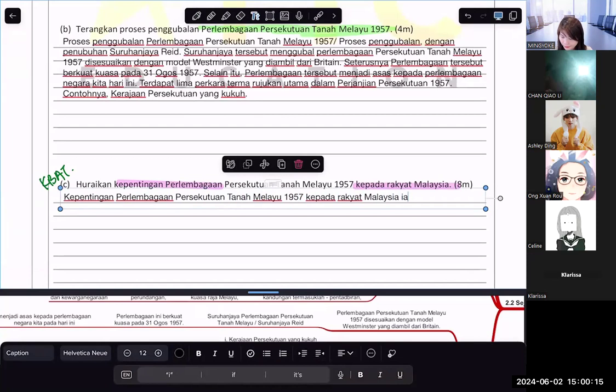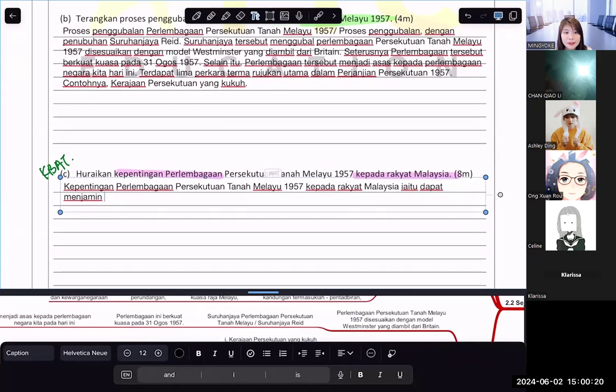Yaitu dapat menjamin masa depan masyarakat dan, you want to say, masa depan bangsa dan negara. Menjamin masa depan membolehkan pentadbiran yang cekap. For example, I give the huraian.